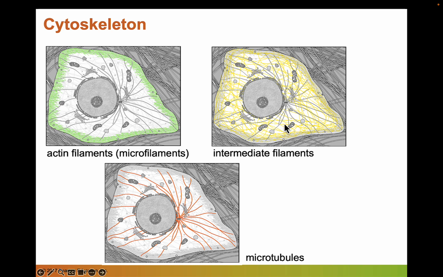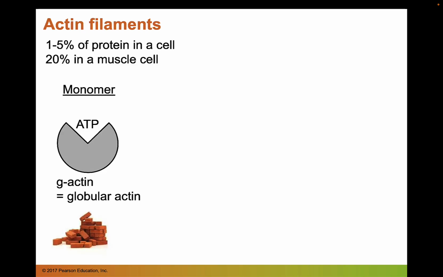Intermediate filaments are dispersed throughout the cell, as are microtubules, but what you'll notice about microtubules is they organize themselves and they originate from this one site that we'll call the microtubule organizing center, okay? And this one site exists in animal cells and fungal cells, but plant cells have a lot of these. Okay, so let's talk about the individual fibers. The first one we'll talk about are the actin filaments, and these are the smallest.